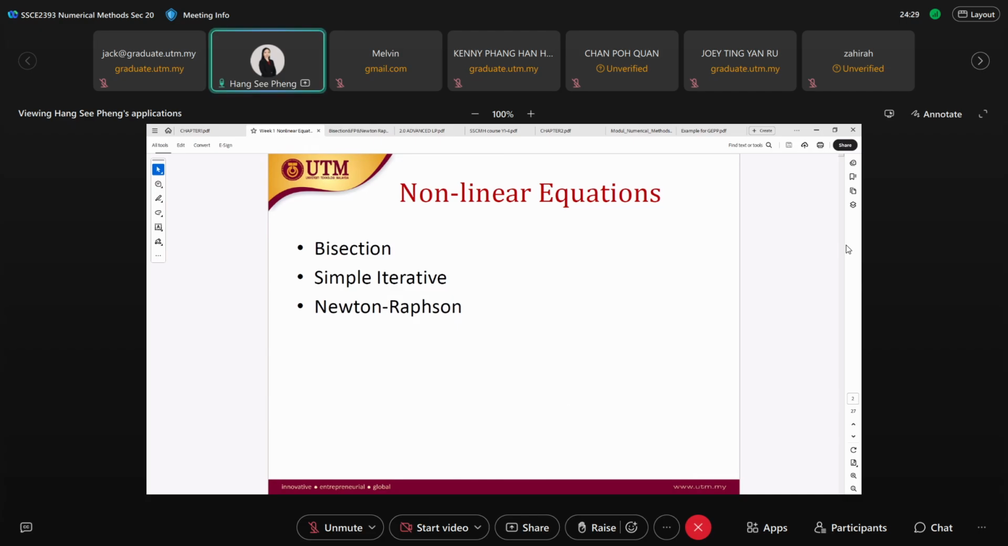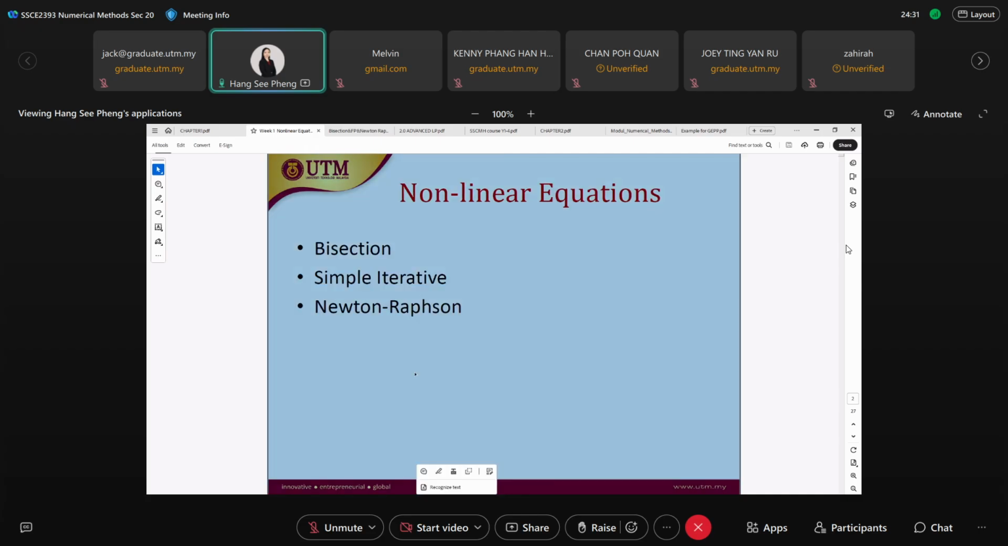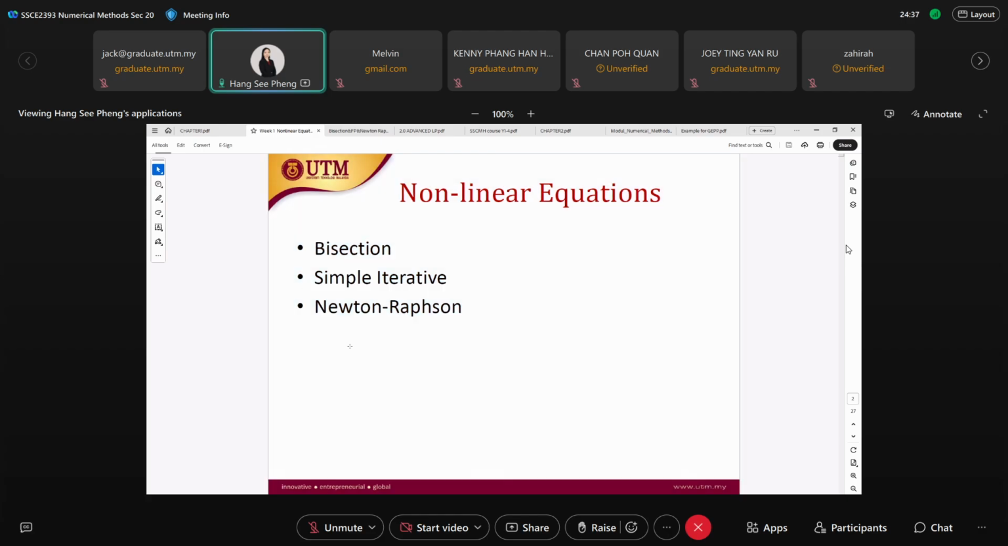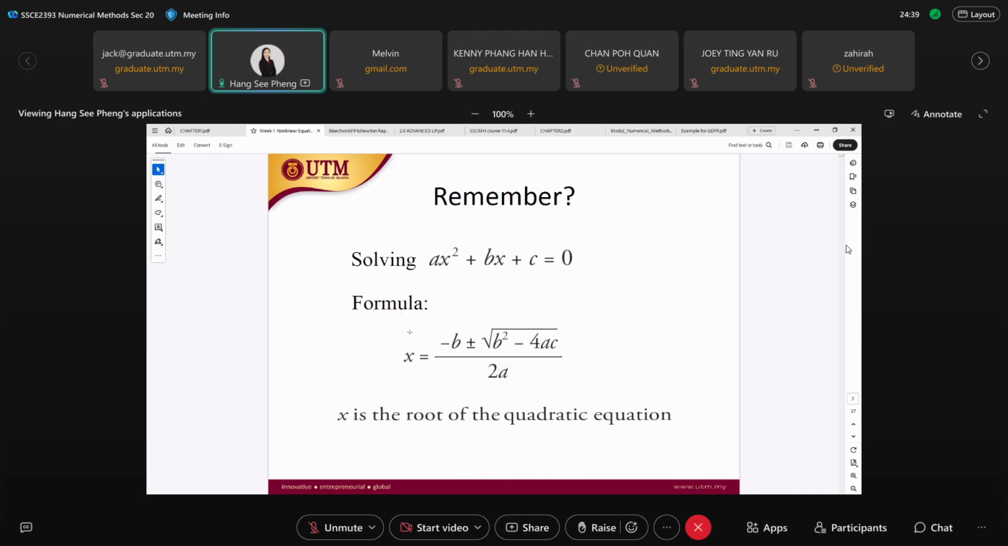Okay, now we come back to here. Non-linear equations. So we've done the bisection, we've done the iterative method. And now today we're going to look at what is Newton method. Yeah. So go through quickly.